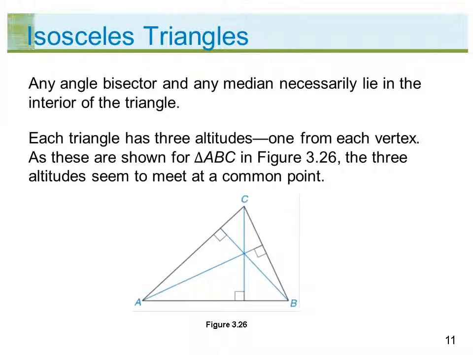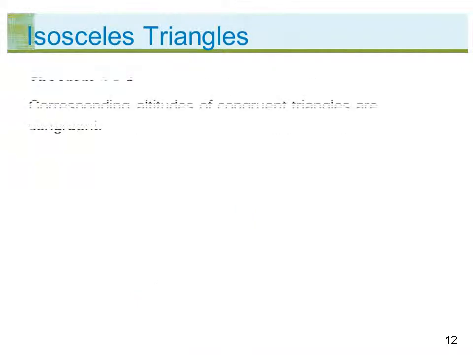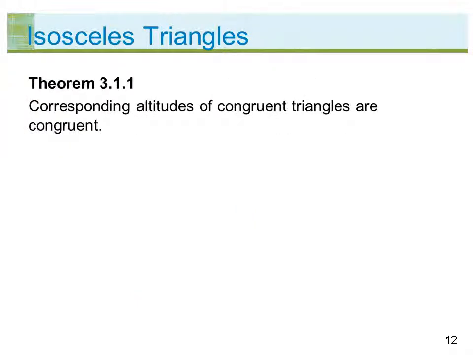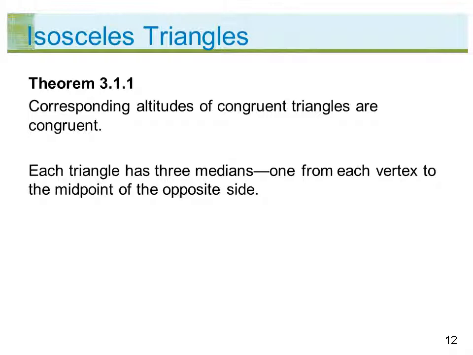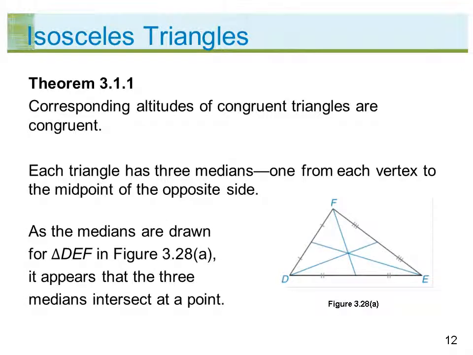Each triangle has three altitudes, one from each vertex, as these are shown for triangle ABC in Figure 3.26. The three altitudes seem to meet at a common point. Theorem 3.1.1. Corresponding altitudes of congruent triangles are congruent. Each triangle has three medians, one from each vertex to the midpoint of the opposite side. As the medians are drawn for triangle DEF in Figure 3.28a, it appears that the three medians intersect at a point.